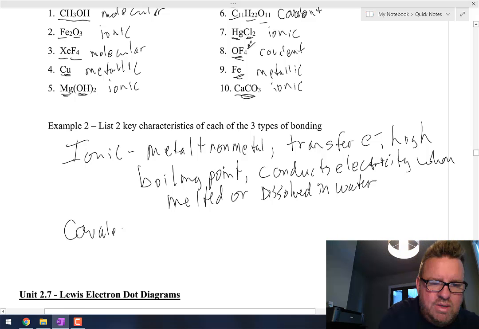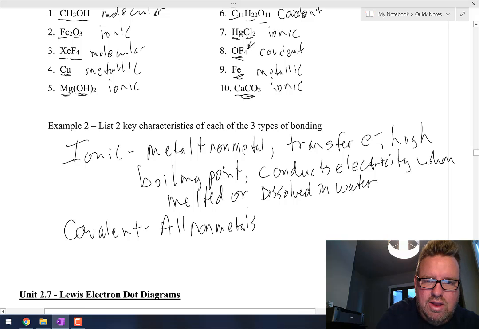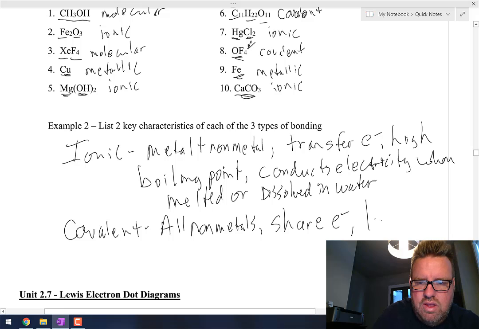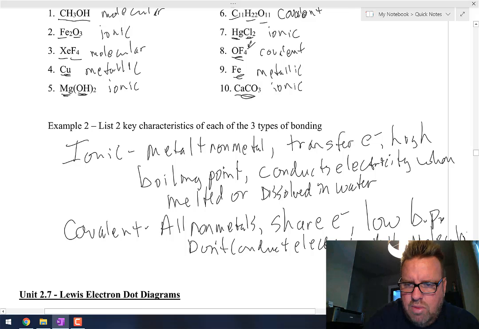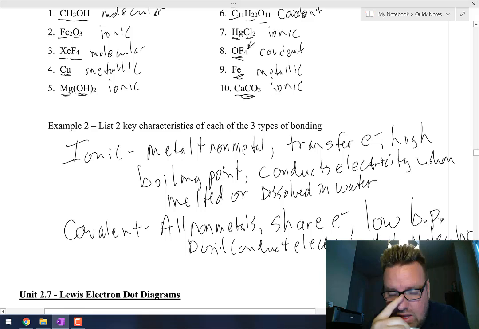Okay, covalent. It's just all non-metals. They have to all be non-metals. They share electrons. They have low boiling points. And they don't conduct electricity at all. Okay, and again, sometimes we call them molecular, or we just call them molecules. Those are all great things about covalent compounds.